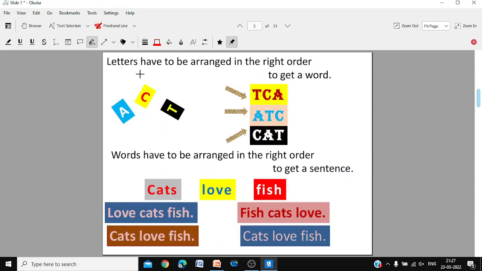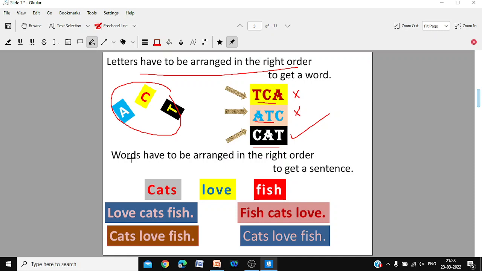Now, letters have to be arranged in the right order. Supposing you are given these three letters. Now, you can't arrange them in any order. This one does not make any word. This one does not make any word. But this one is a meaningful word. Why? Because the others were arranged in the wrong order. But when you arrange the same letters in the right order, you get a meaningful word. So it's not the letters only. You have to put them in the right order.